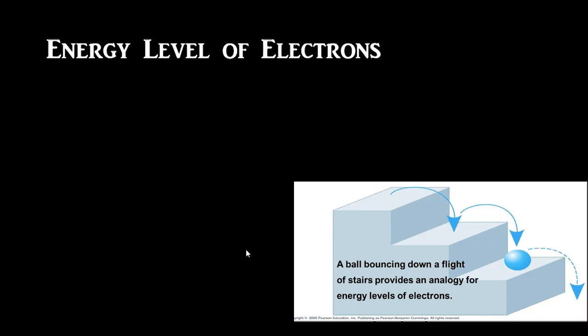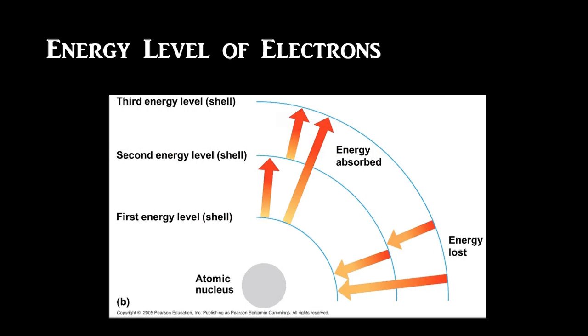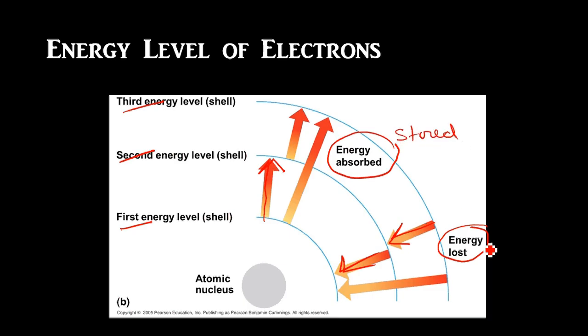Okay, so just briefly, I'm not going to get too crazy with the energy levels of electrons because then we have to start talking about orbitals, and I'm not about to do that, trust me. When we talk about the energy level of electrons, a good picture to look at is this one, where you see as we move up in levels, so this is the first, second, third, we have energy absorbed, meaning energy is being stored. When we go down in the opposite direction, energy is lost, which means energy was released. So stored, released.